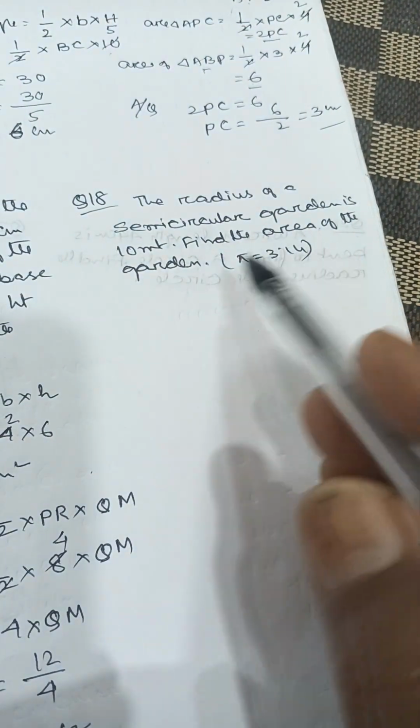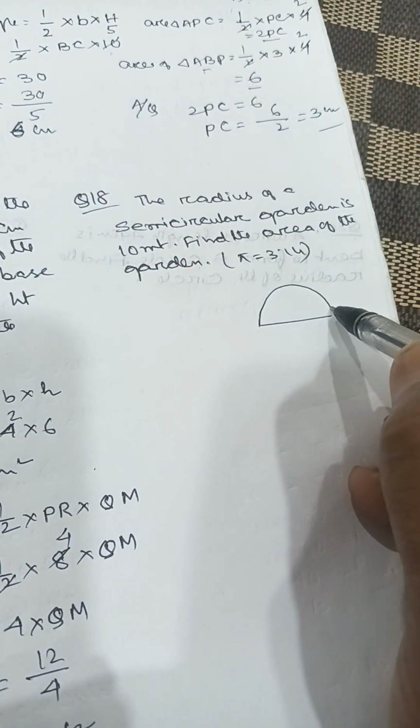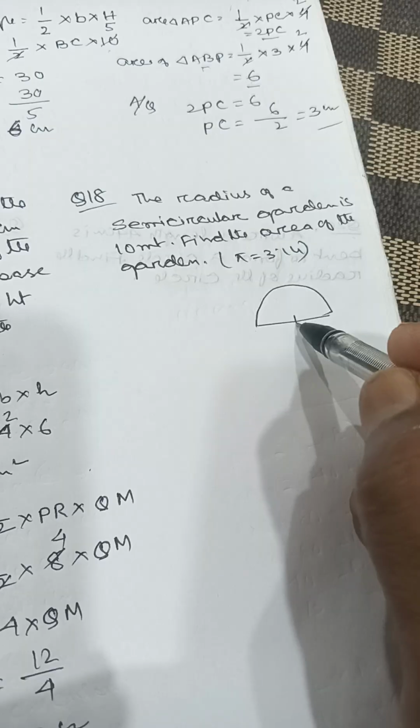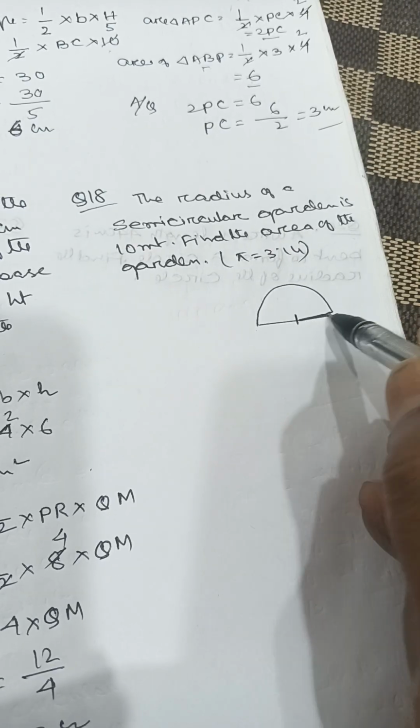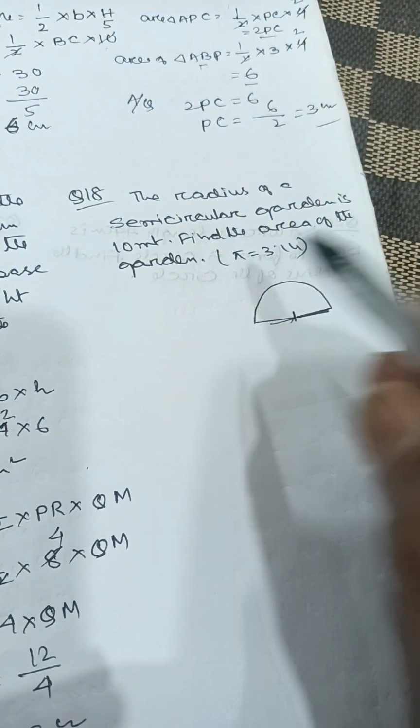Radius of a semicircular garden is 10 meter. You see, it is a semicircular garden or semicircular structure. Its radius means this length or this length. It is given 10 meter. Find the area of the garden.